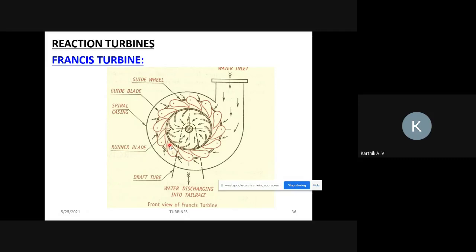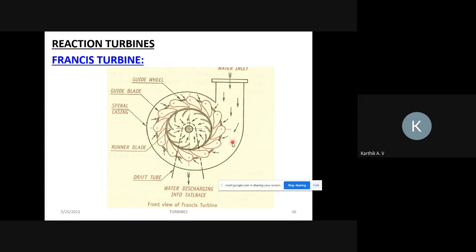Adjust the guide blade. The guide blade's function is to control the flow of water to the blades, to guide the flow of water. So this is the guide blade and the guide wheel. The guide wheel gives support to all of the guide blades. And next, the spiral casing. The spiral casing is the outside part of the turbine.